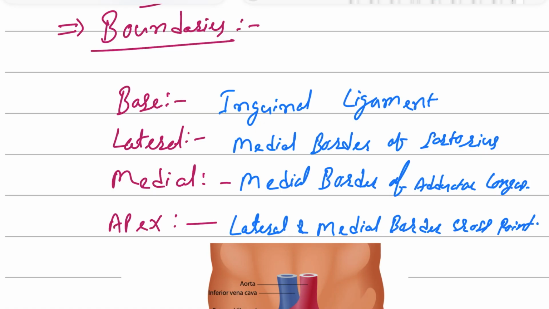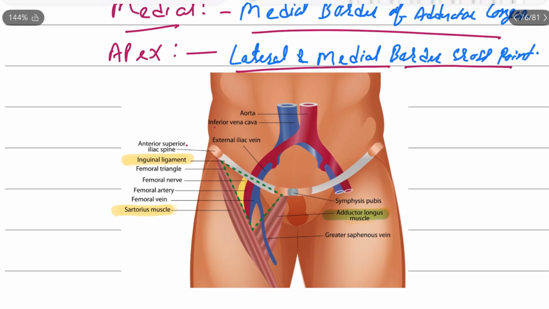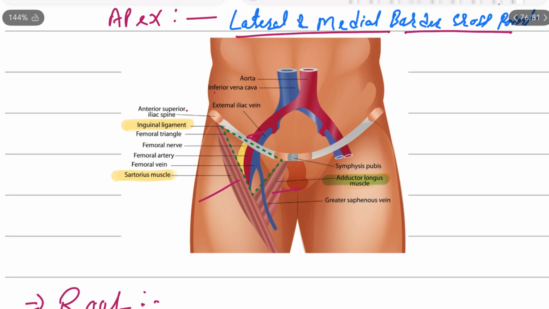The lateral boundary is made by the medial border of the sartorius muscle, and the medial boundary is made by the medial border of the adductor longus muscle. The apex is where the lateral and medial boundaries meet or cross. This is the inguinal ligament, this is the sartorius muscle, this is the adductor longus muscle. This is the apex, this is the base, this is the lateral boundary, and this is the medial boundary.